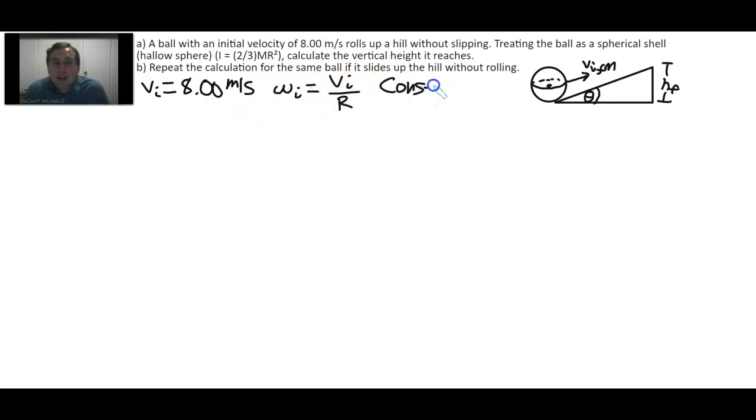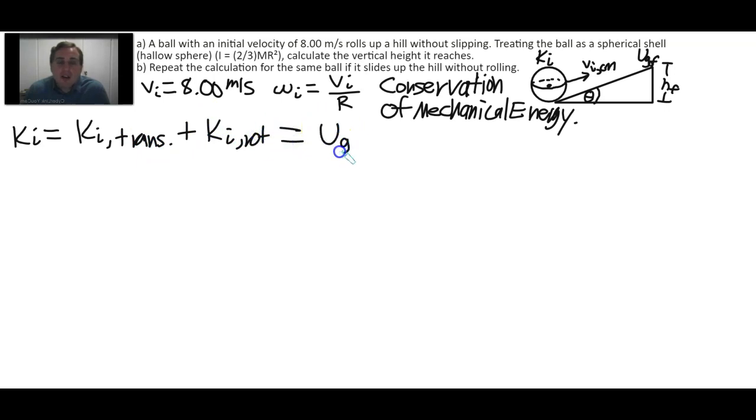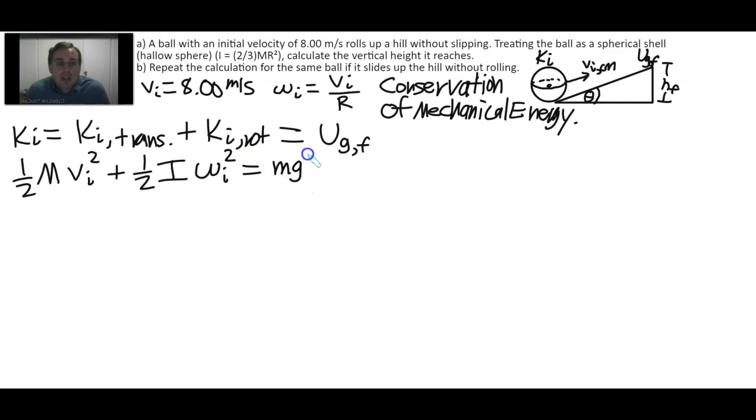We're going to use, again, the conservation of mechanical energy. At the bottom here, we only have kinetic energy initial. And at the top here, we only have gravitational potential energy final when the ball stops. So the initial kinetic energy is the initial translational kinetic energy plus the initial rotational kinetic energy, and that's equal to the final gravitational potential energy. If we write this out, this is 1/2 the mass of this ball times this initial velocity squared, that's the linear velocity, plus 1/2 the rotational inertia of this ball times the initial angular velocity squared, equal to m g h final. By the way, this m is the same as the big M. Okay, all looks good.